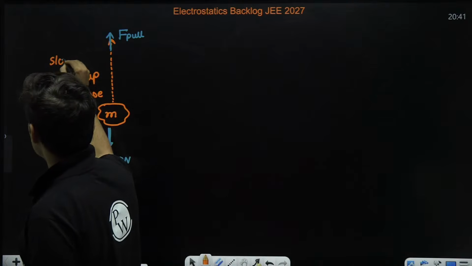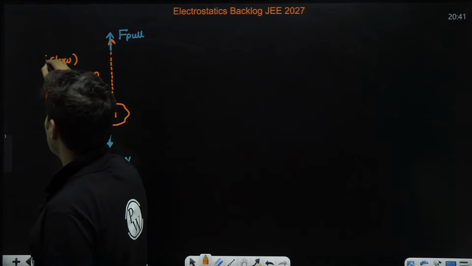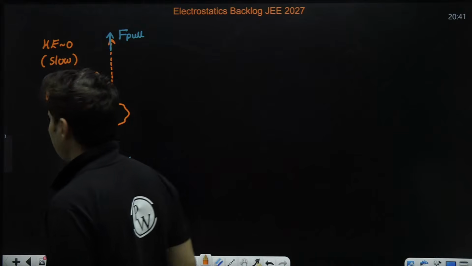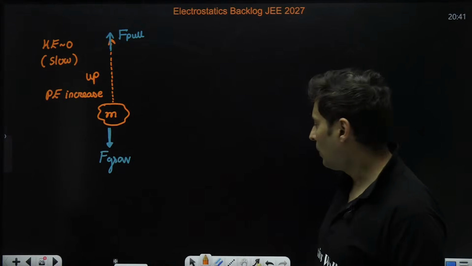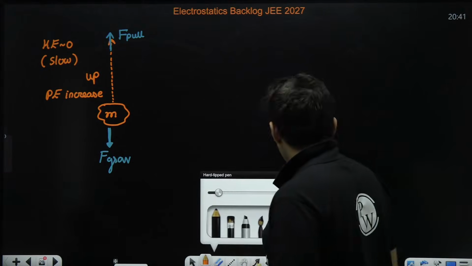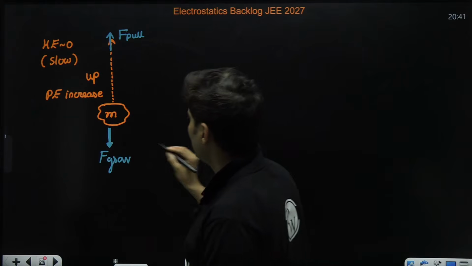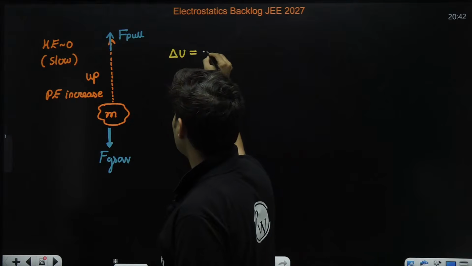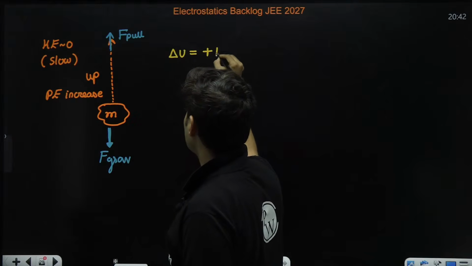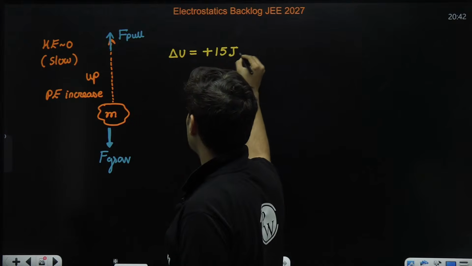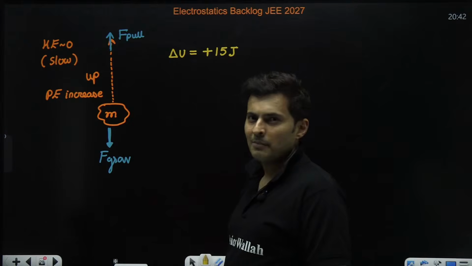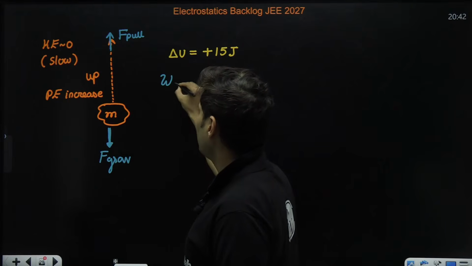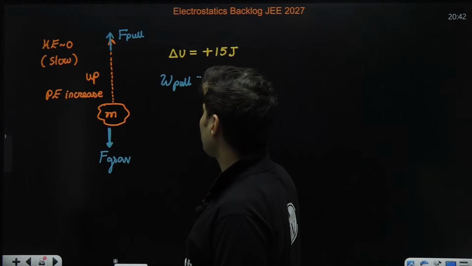I'm doing this process very slowly and steadily. So when I do this slowly, that means kinetic energy is basically negligible or exactly zero. So first of all, in this process, my potential energy is going to be, for example, plus 15 joules. Okay, just for example.